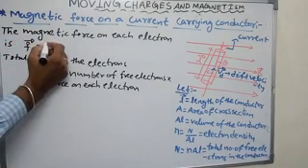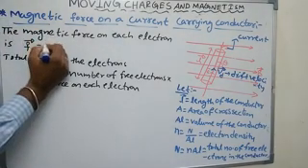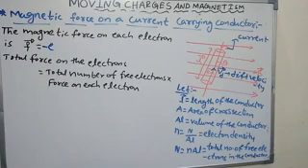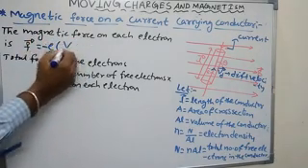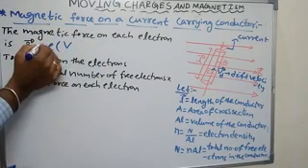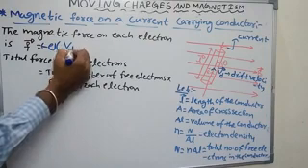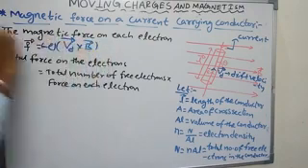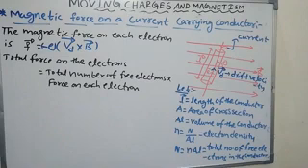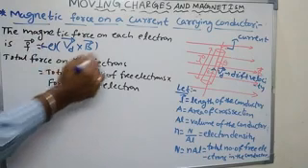What is the Q here? Q is minus e, the charge of the electron, which is negative. So the force is minus e into Vd bar cross B bar, where minus e is the charge of the electron. This is the magnetic force on each electron: minus e into Vd bar cross B bar.